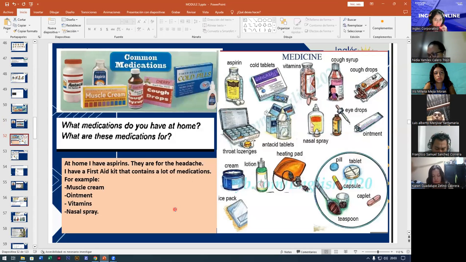All right, as we observed in the video, that was the previous vocabulary, just to remember some common vocabulary. But we also have others. Let's refresh that. We also investigated the medications that you have at home. What are the medications you have at home? Remember, we mentioned some in the previous class, right?